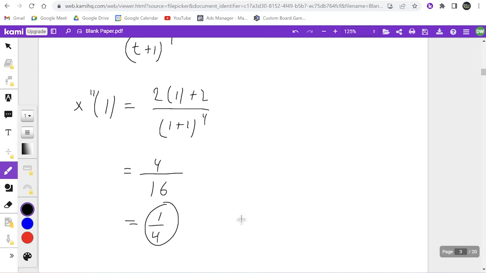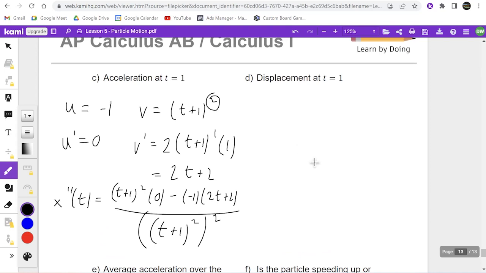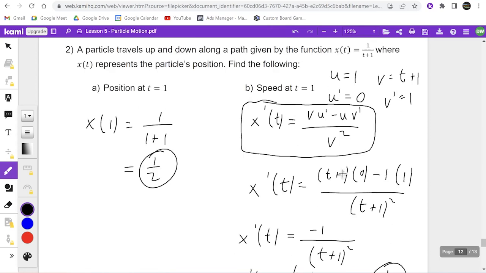Okay, we're almost done today. Just 3 more questions left. Displacement at t equals 1. Remember, displacement is just saying x of 1 minus x of 0. In other words, plug in 1 into the original function minus when you plug in 0 for the original function. And the good news is we already plugged in for 1. I believe that was part A.